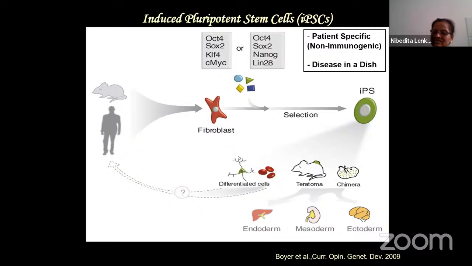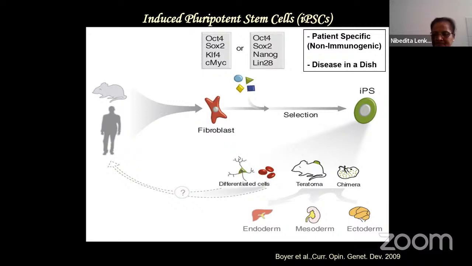So you get disease in a dish, and then one can think: okay, if this is what is happening, what are the causatives for that disease? Then you can address the disease better, and you can find out the strategy for how to cure the cell. So these are the advantages which have drawn a lot of attention these days from the scientific community and clinicians alike.